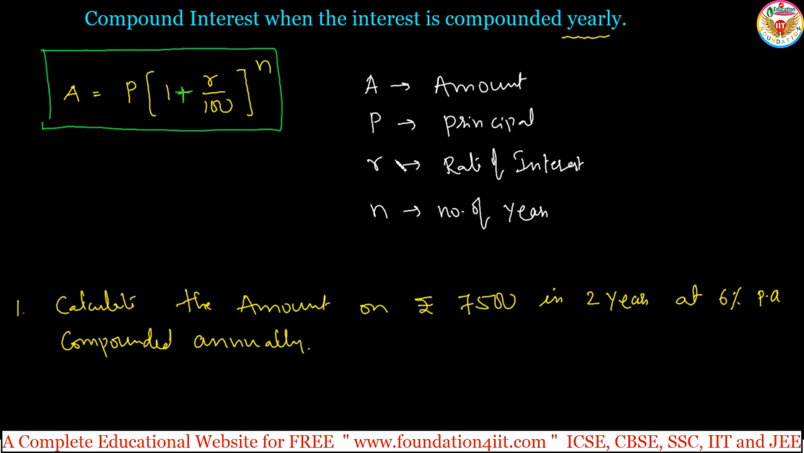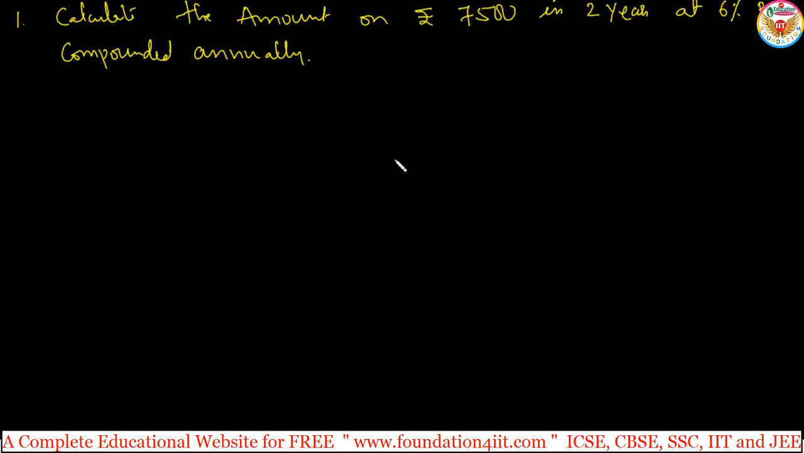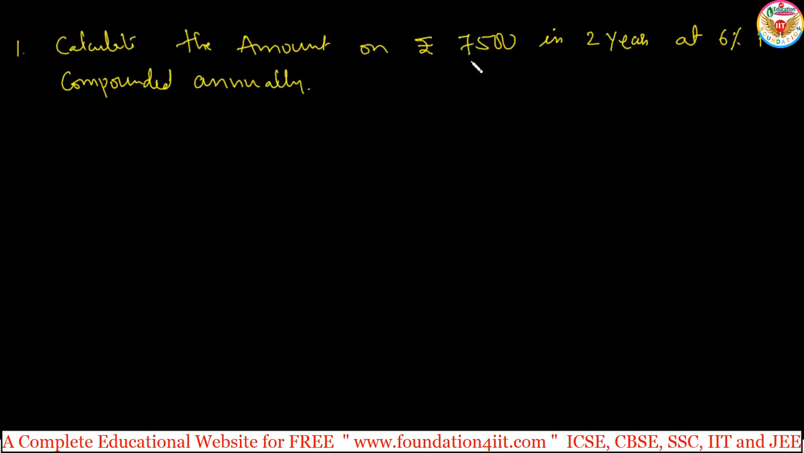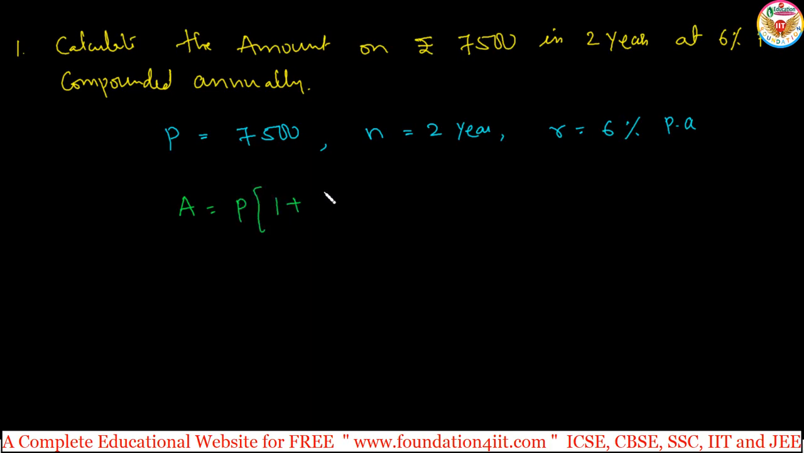Okay. So this is the formula, right? According to the given data, we must know that we calculate the amount on 7,500. So P is equal to 7,500, N is equal to 2 because the number of years is 2 years. And R is the rate of interest, that is 6% per annum, compounded annually. Because of compounded annually, the formula is amount is equal to P into, in the bracket, 1 plus R by 100 whole to the power n. So we will apply this formula.